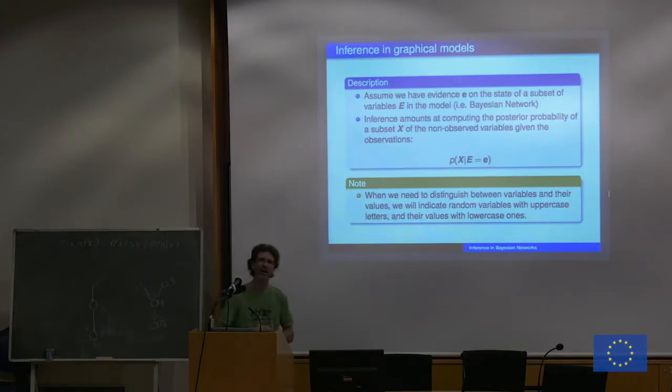Here, I need to distinguish between the random variable and the realization. So I will use uppercase for the random variable and lowercase for the realization. So capital E equal to small e means evidence variables in E take value vector e: sunny, yes, rainy, no, and so on.